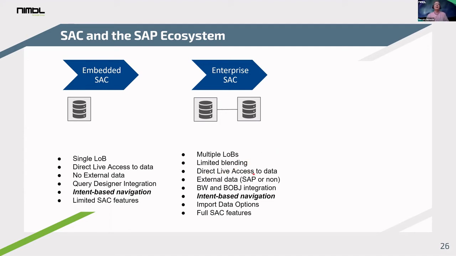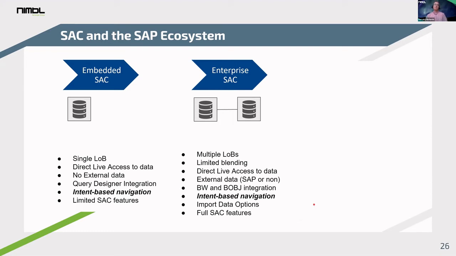You'd still get direct access to data, but you also add the ability to connect to external data, both SAP and non-SAP. You get the ability to connect to BW and Business Objects. You get the same intent-based navigation that we talked about with the embedded edition, but you also get the ability to import data as well as the full suite of SAC features, some of which I covered earlier. So key difference here, the embedded SAC is licensed very differently. The enterprise SAC is licensed per user, either on a concurrent basis or a named user basis.